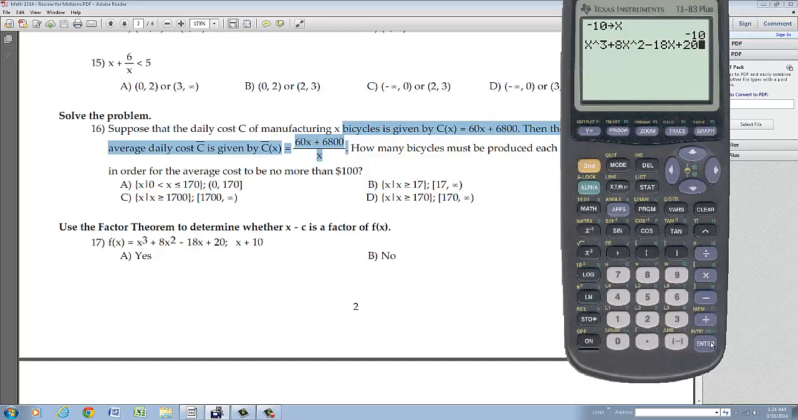Okay, hit enter. And the number I get is actually going to be the remainder. Okay, so here's what I get, 0. So the answer is yes, it is a factor. If I'd gotten anything other than 0, then the answer would be no. So let me clear this.